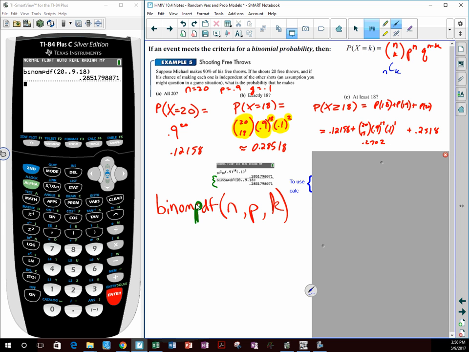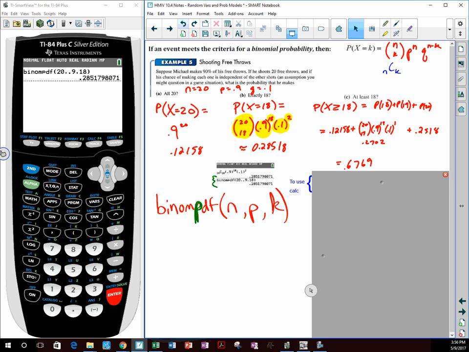So this 0.2158 came from the first thing that we got, and the 0.2518 came from the second answer that we got. And then the only other thing that I calculated was the probability of Michael making 19 out of his free throws. And that ends up being 0.2702, if I can read that tiny writing there. So if we add those three things together, we get 0.6769. But I'm going to show you another way to do this.